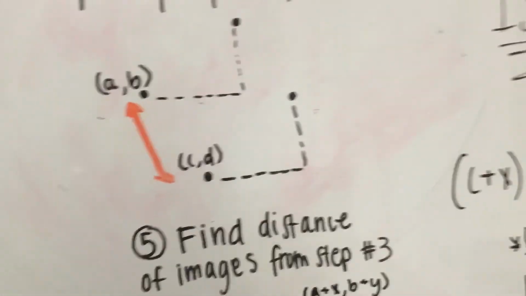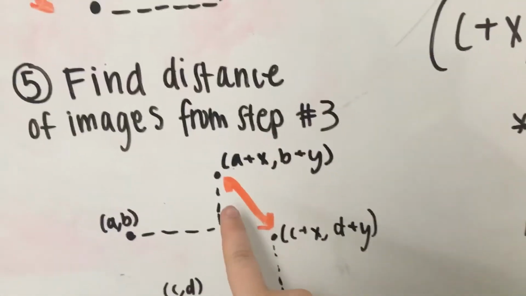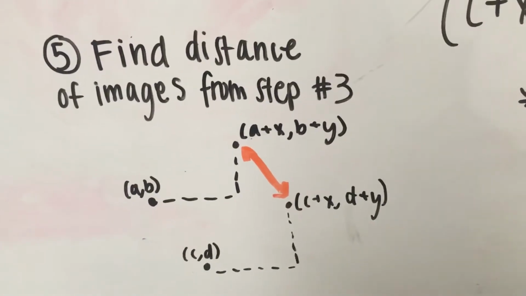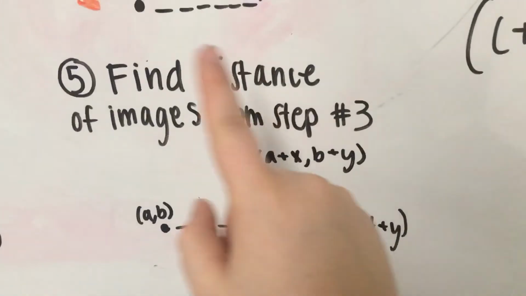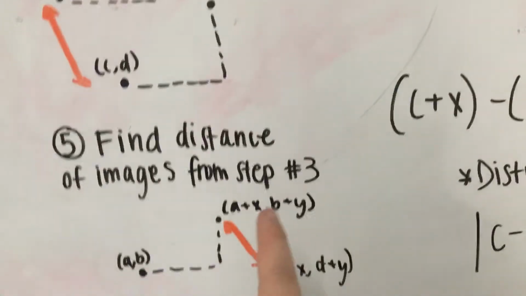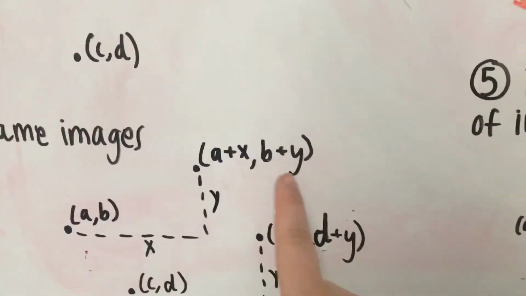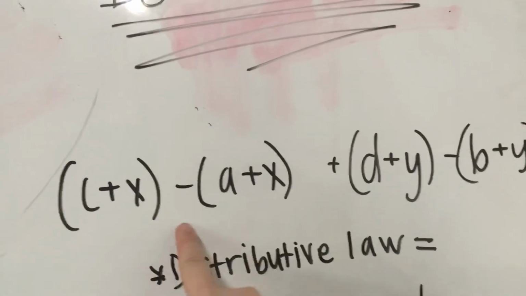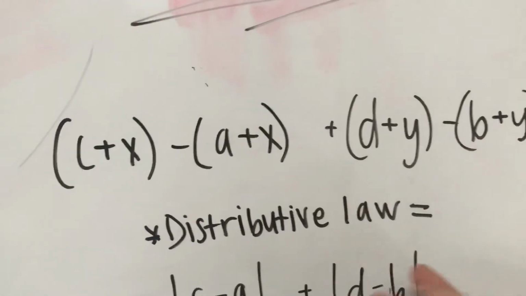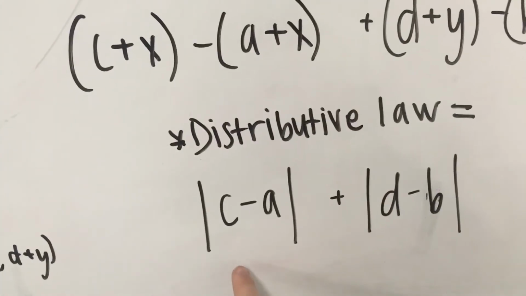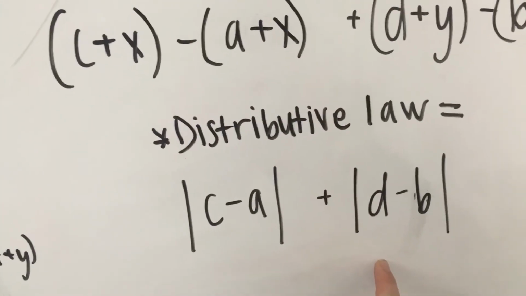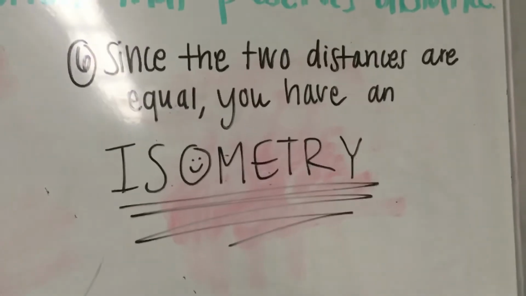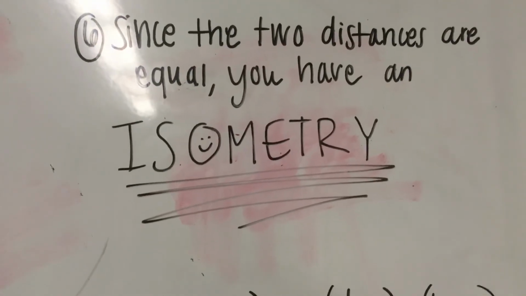To prove that it's an isometry, you also have to find the distance of the images. Ideally, if it's an isometry, it'll be the same. So you just do the expression from up here using the points that we talked about, and you do the same thing. This one is going to have a longer expression, but thanks to the distributive law, it simplifies down to that, which, as you may have noticed, is the same as up here. And so step number 6: since the 2 distances are equal, you have an isometry.